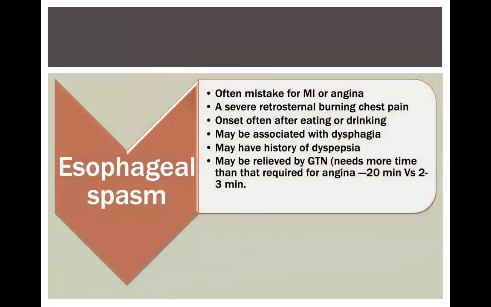Esophageal spasm, it's often mistaken for MI or angina. It is a severe retrosternal burning chest pain. So burning chest pain is more going with esophageal diseases. Onset often after eating or drinking. It may be associated with dysphagia, may have a history of dyspepsia, may be relieved by GTN, needs more time than that required for angina, about 20 minutes versus 2 to 3 minutes in angina.